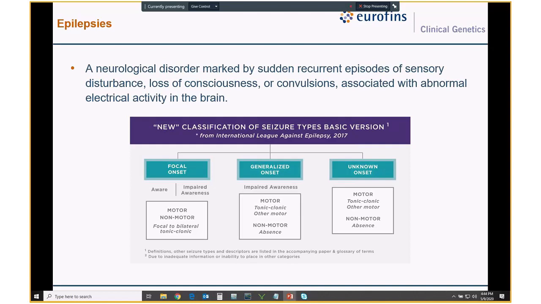Right, so again, a quick classification of seizures. I need not get into defining seizures for this particular audience, so I would not take more time on that. This is just a classification from 2017. Please do let me know if there's a more evolved classification. I would love to incorporate it and understand that.